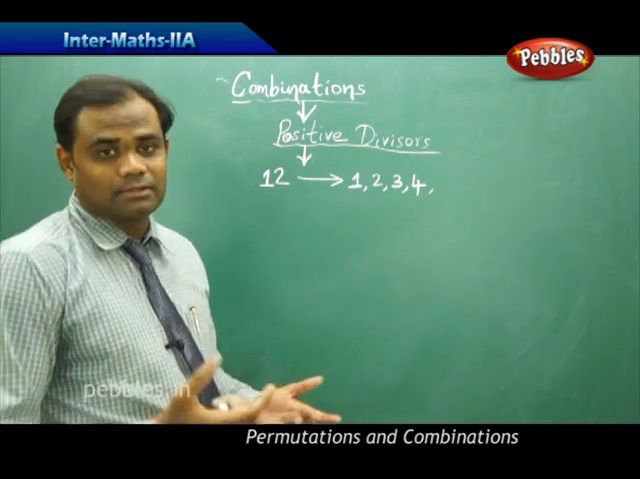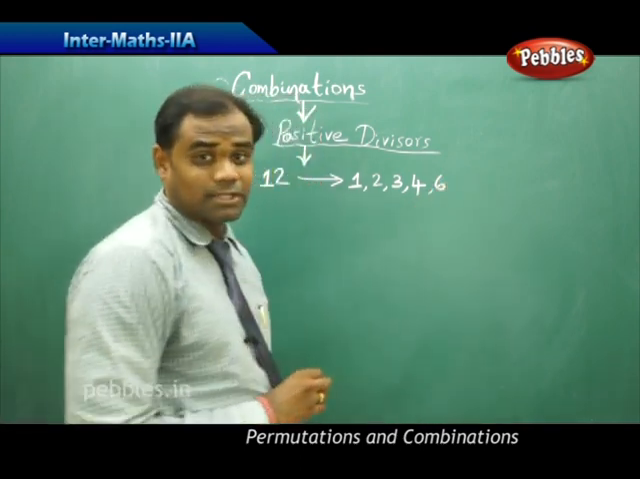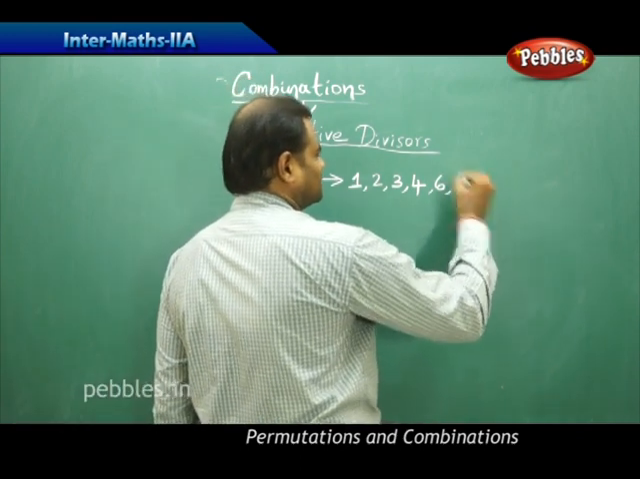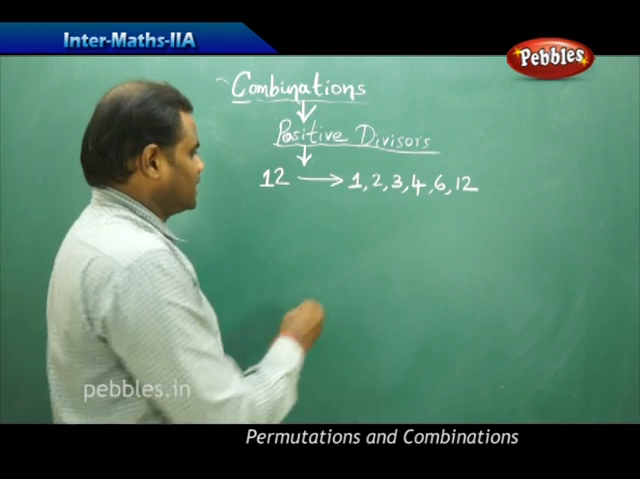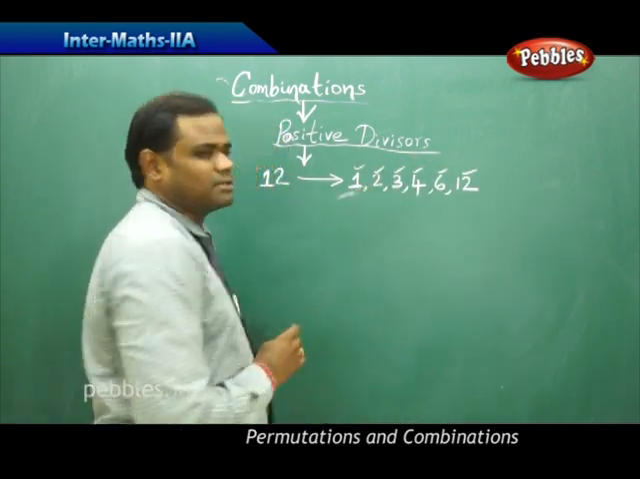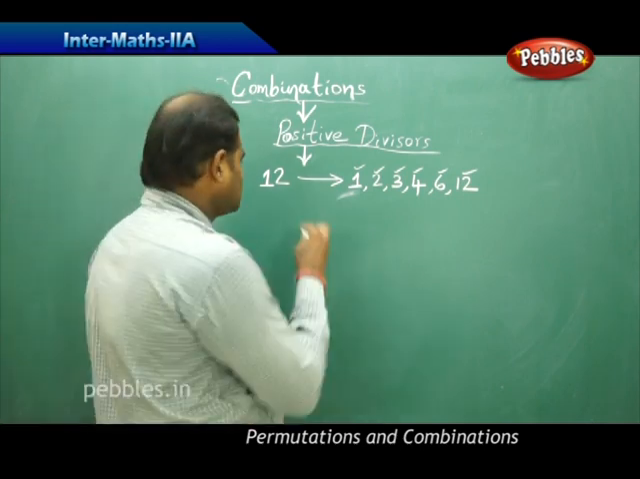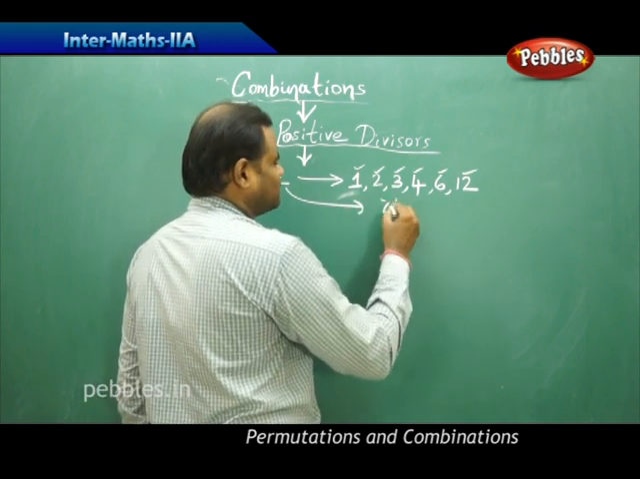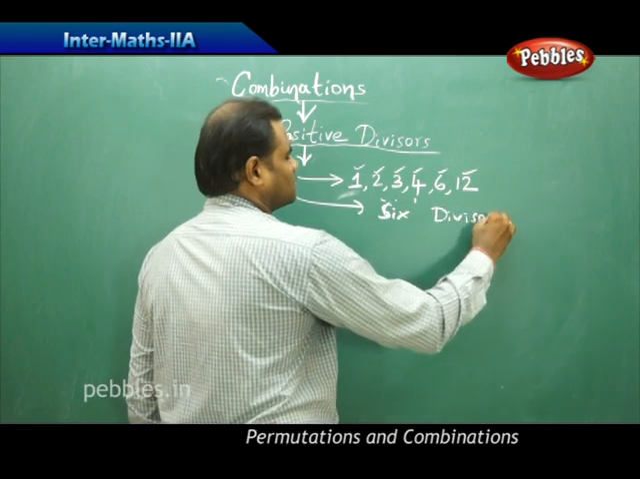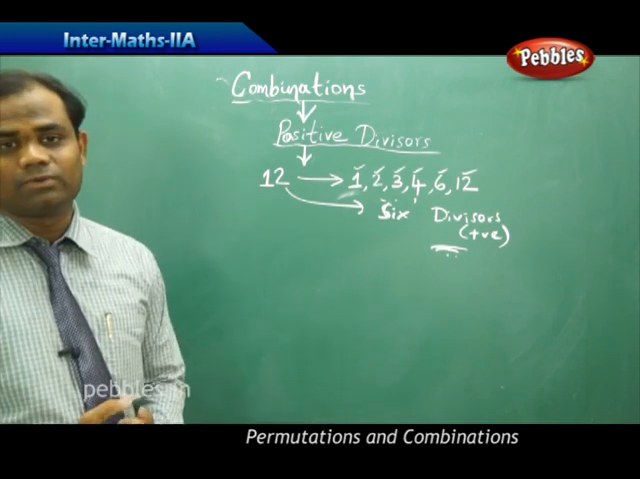Then again 6 is a divisor because 6 twos are 12. Then finally I have 12. So I find that 12 has the divisors 1, 2, 3, 4, 6, 12. That means the numbers which divide 12 are called the divisors. So in the case of 12, there are 6 divisors, which are positive, is how I understand it for the number 12.